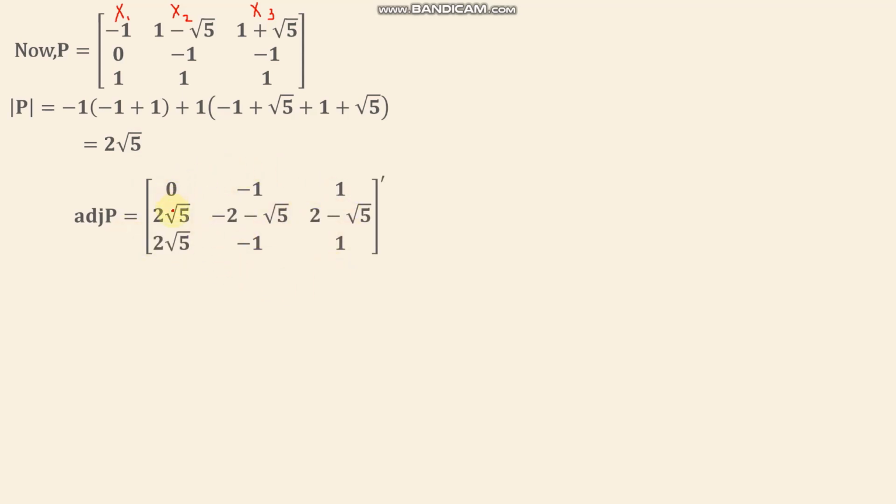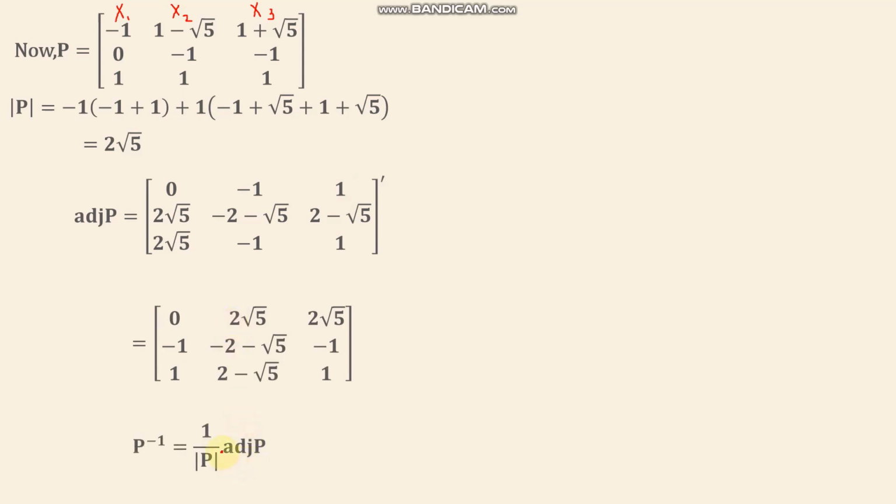Adjoint is the transpose of the cofactor matrix. You have to find the cofactor of each element, make a matrix of that and then take the transpose. So the adjoint will come out to be this. Now P inverse will be equal to 1 upon the determinant of P into adjoint of P. So just find P inverse. It will be 1 upon 2 root 5 into adjoint of P.